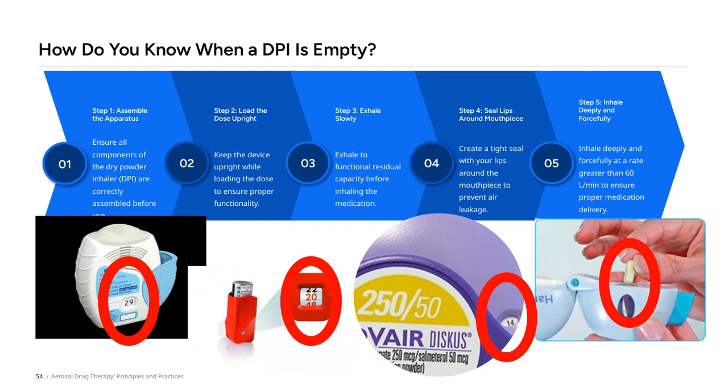Before inhaling the medication, exhale slowly to the functional residual capacity. This prepares your lungs to receive the medication effectively. When you're ready to breathe in the medication, create a tight seal with your lips around the mouthpiece. This prevents air leaks and maximizes medication delivery. Finally, inhale deeply and forcefully at a rate greater than 60 liters per minute. A strong, steady inhalation ensures the medication is properly deposited in your lungs. Knowing these steps and paying attention to how much medication is left can help you determine when the DPI is empty, ensuring effective therapy every time.